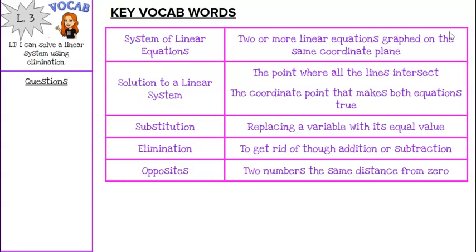When we eliminate something, we get rid of it, we make it equal 0. Opposites are two numbers the same distance from 0. The piece of opposites that's important for this lesson is that opposites, like -4 and +4, if we add them together, they make 0, or they are eliminated. So if we combine two opposites, we eliminate that value.